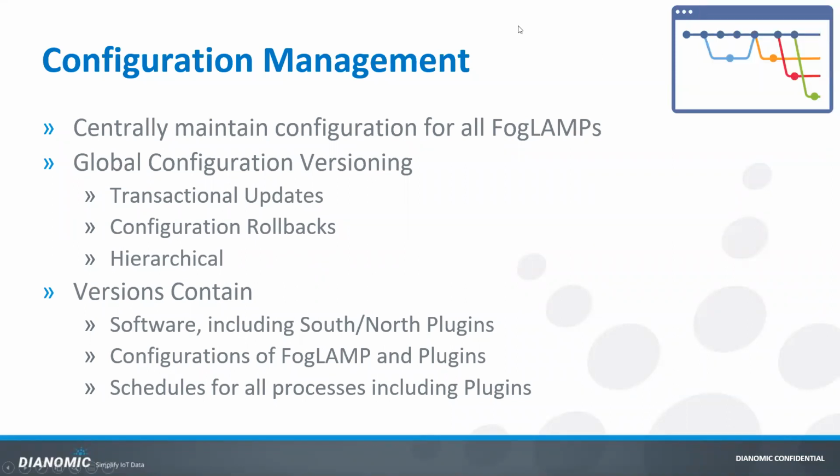So there's three buckets of stuff in each of the versions. The first is the software itself. If you have FogLAMPs, they have plugins, including north and south plugins. And so when you do a version update, the software in the new versions is included in that version. And then there are all the configurations for FogLAMP and the plugins. And then there's also scheduling information. FogLAMP has a robust scheduler for bringing up processes at different times or at different periods or just at startup.